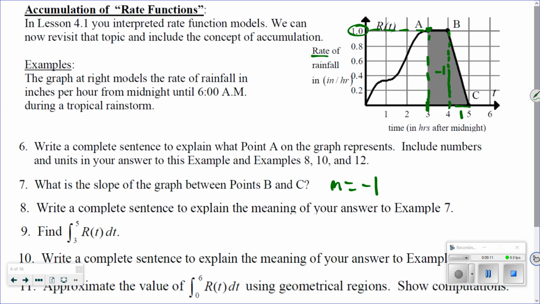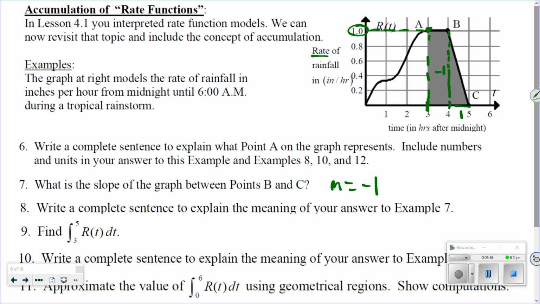Number 8 says, write a complete sentence to explain the meaning of your answer to example 7. So if this is the rate graph, if we take the derivative, it's the rate of change of the rate. So we could say the rate of change of the rate was changing by negative 1 inches per hour per hour. Or we could say inches per hour squared. You could write that either way.